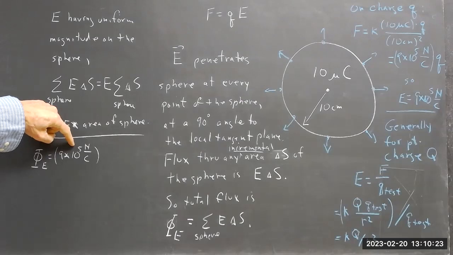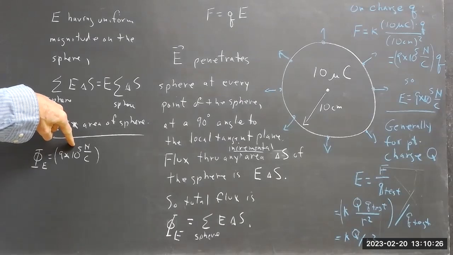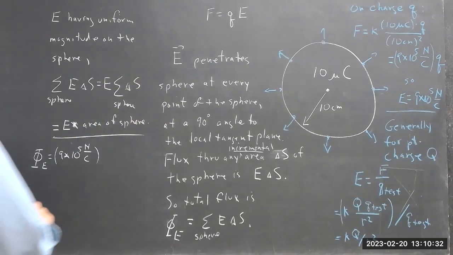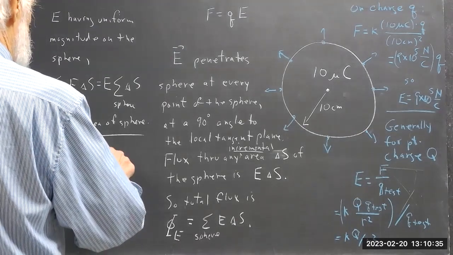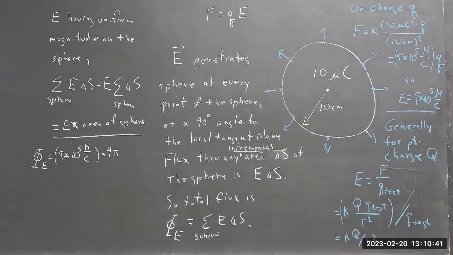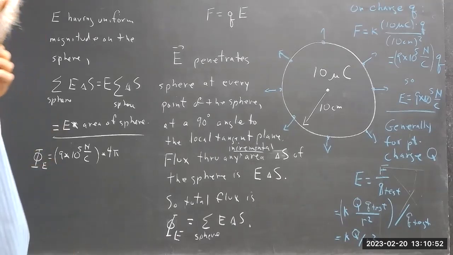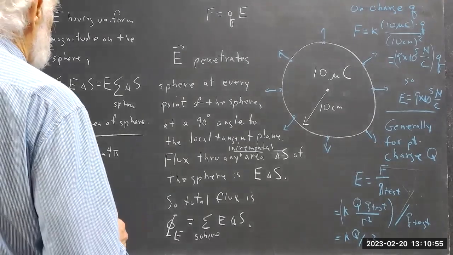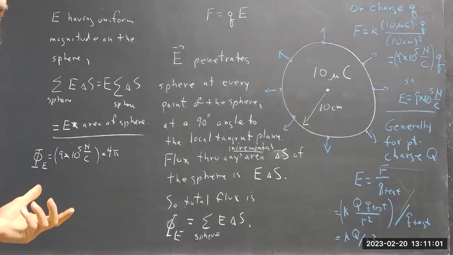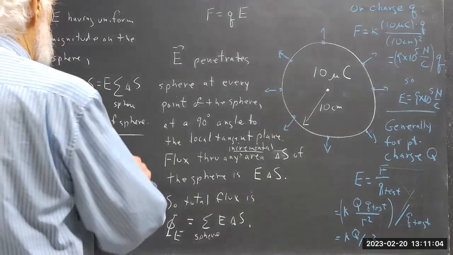I think one of you might have used 9 times 10 to the 9th here instead of 9 times 10 to the 5th. That'd be real easy to do, so you kind of tune into that number. Anyhow, we have this times the area of the sphere, which is 4 pi r squared. I'm not sure you can derive that from first year calculus. You can derive it geometrically, but it's much easier with calculus. Anyhow, it's 4 pi r squared.